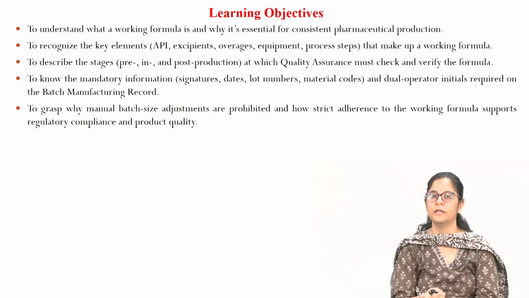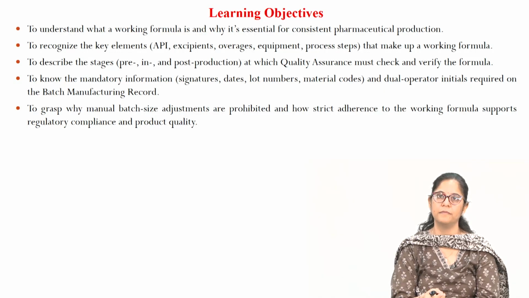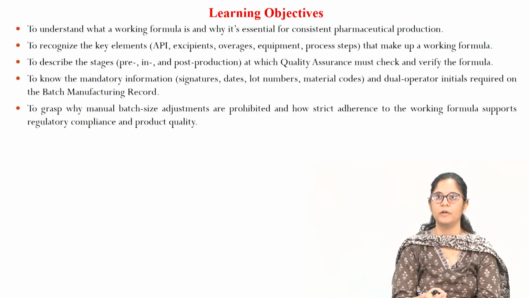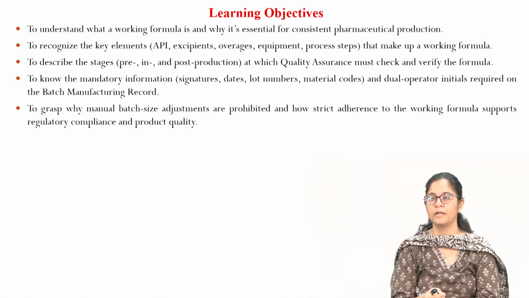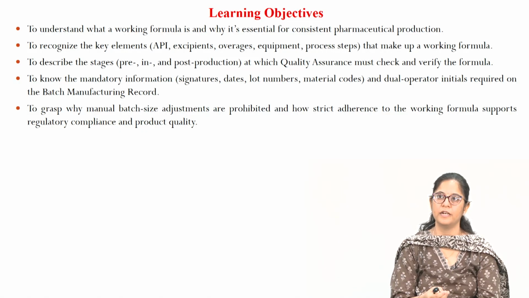In this specific lecture we will be looking into the working formula and the essential requirements for consistent production. Also the key elements, that is the API, overages, equipment, process steps that are required to make up and are important in the working formula. To describe the stages, that is pre, in and post production stages in the quality assurance and why they need to be verified and checked.